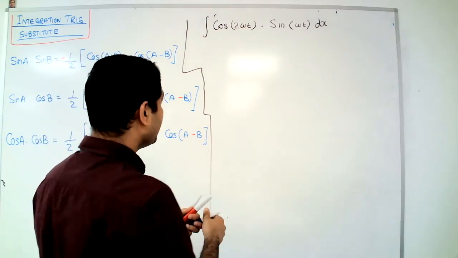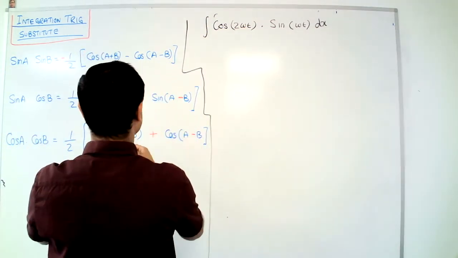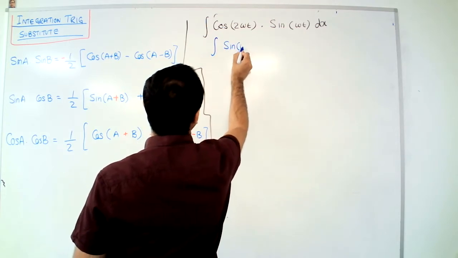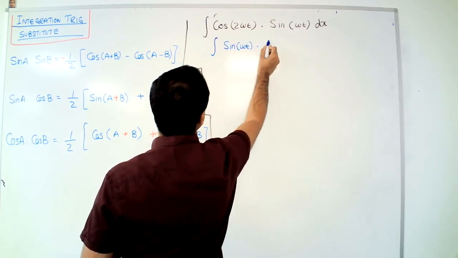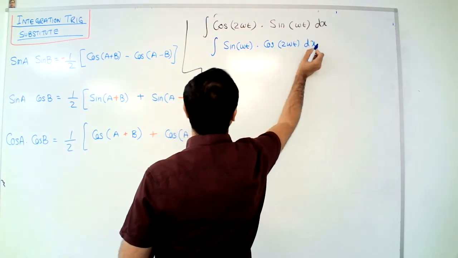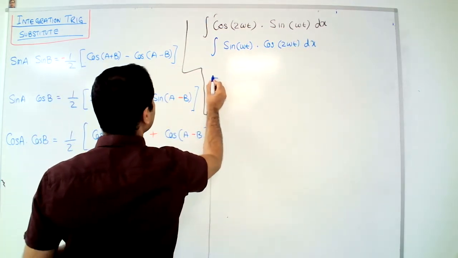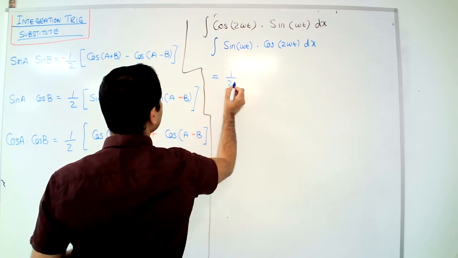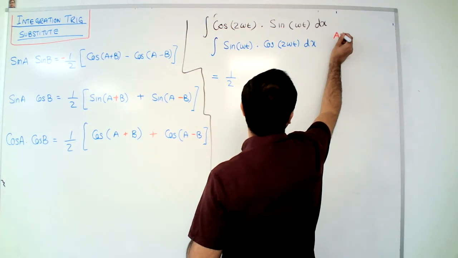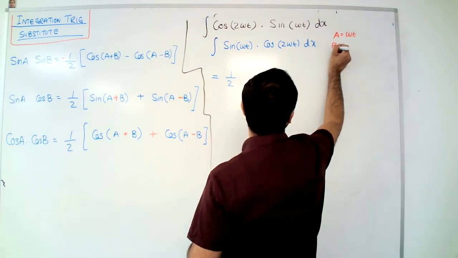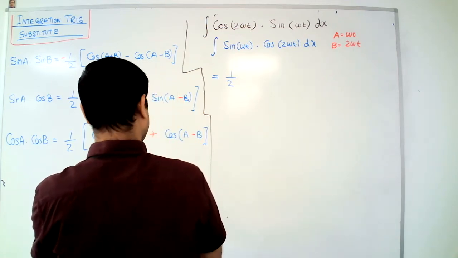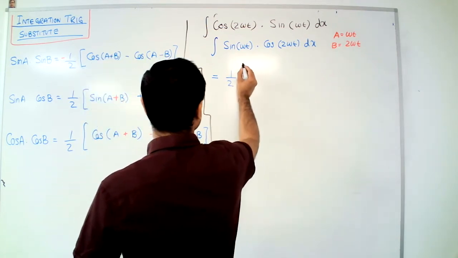But before I do that, I need to write it in this form because that will make your life a lot easier. So let's do that. It becomes sine omega t dot cos 2 omega t dx. Now that's the formula, so let's write it down. It's going to be half here. The A is omega t and the B is 3 omega t. So I got half here outside.